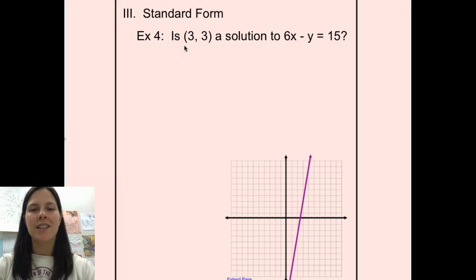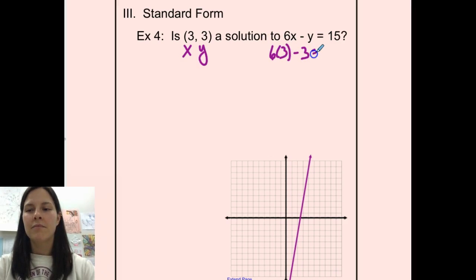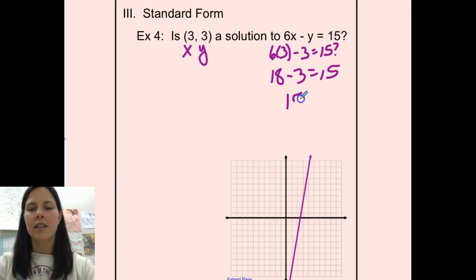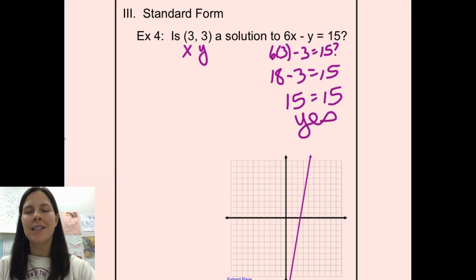And finally, we're going to take a look at standard form. So we have our x, y coordinate. We're going to replace both x and y with 3. Order of operations, I will multiply my 6 times 3 first. 18 minus 3 is 15, and 15 does equal 15. So yes, this point is a solution, which means it is on the line.